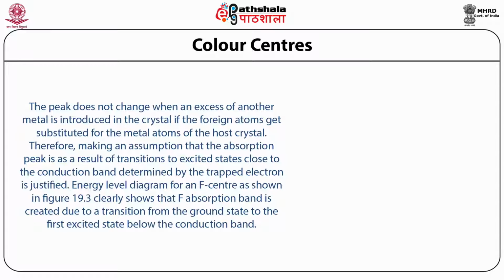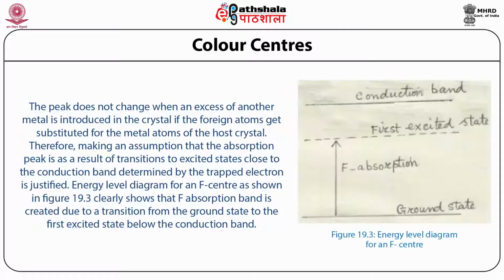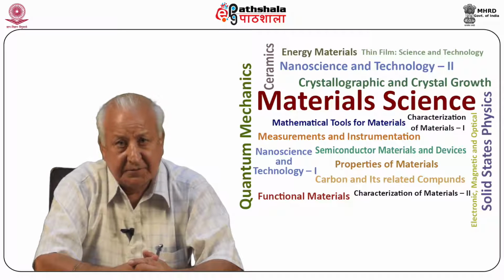Therefore, the assumption that the absorption peak is a result of transitions to excited states close to the conduction band, determined by the trapped electron, is justified. The energy level diagram for an F center, shown in figure 19.3, clearly shows that the F absorption band is created due to a transition from the ground state to the first excited state below the conduction band. Coloring of crystals by addition.